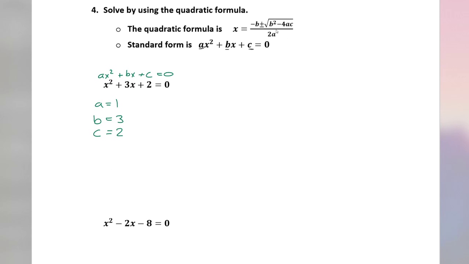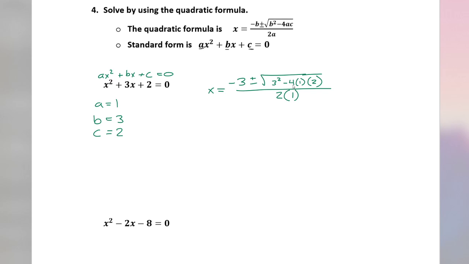What you then do is just substitute in, so we want to know our roots. So x equals, where x is going to be our root values, negative b, so negative 3, plus or minus the square root of b squared, so 3 squared, minus 4ac, where a is 1 and c is 2, all over 2a, which is 2 times 1. Simplify as much as you can.